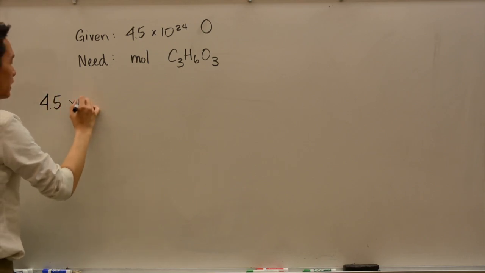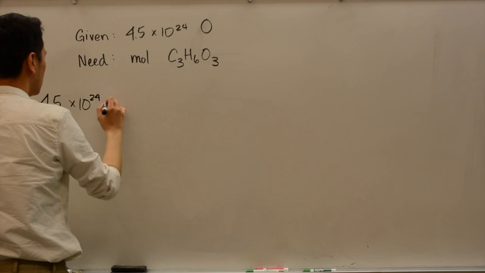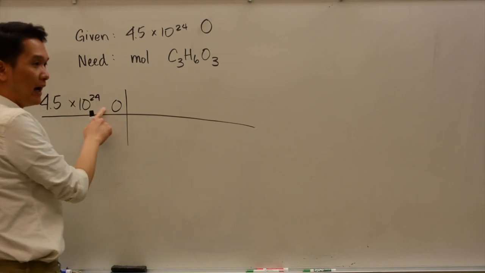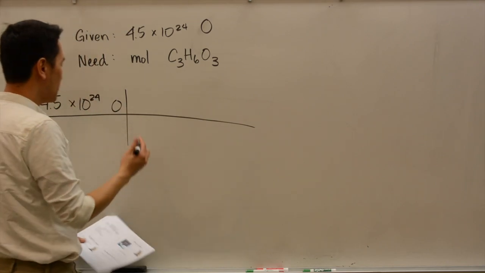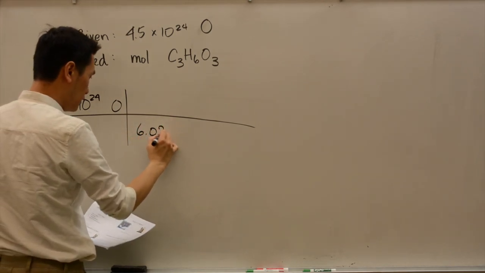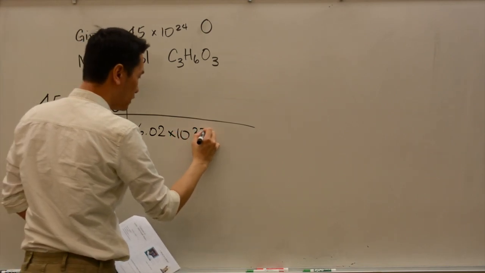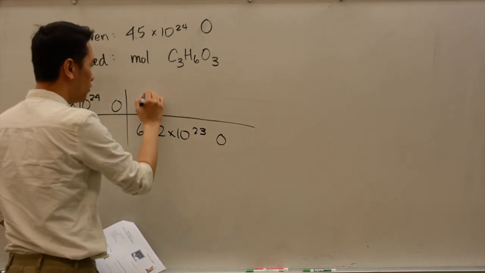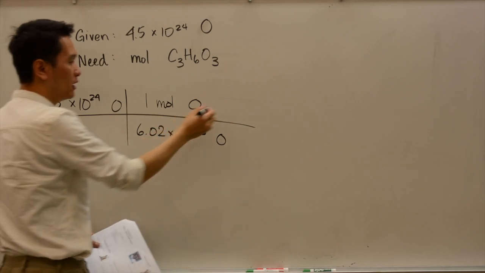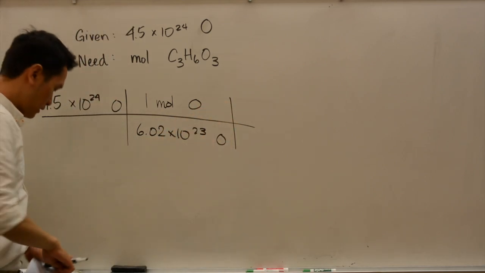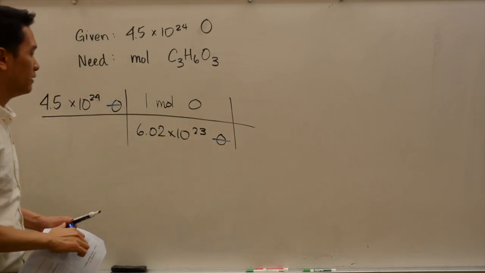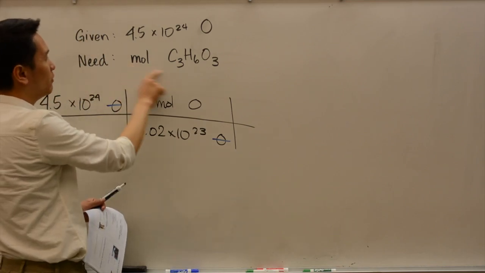Right, so let's start with saying that our given is 4.5 times 10 to 24 oxygen atoms. So to go from atoms to moles, we would need Avogadro's number, right? So Avogadro's number says there are 6.02 times 10 to the 23rd oxygen atoms for every 1 mole of oxygen. Right? That's just the Avogadro's equality there. So from here, we see that oxygens and oxygens will cancel out the count itself. But we're asked to find the moles of lactic acid.